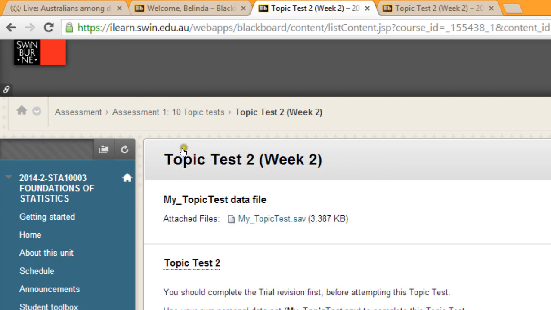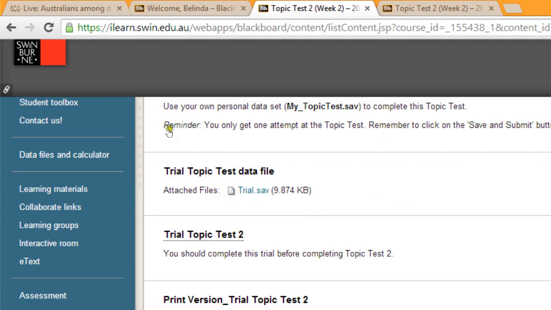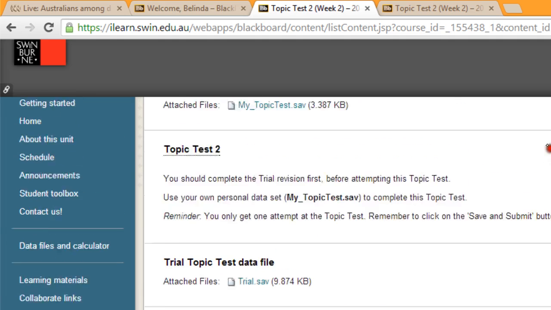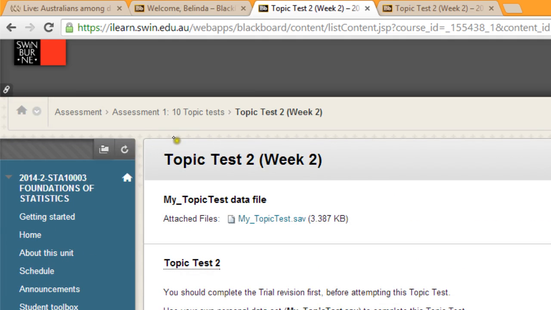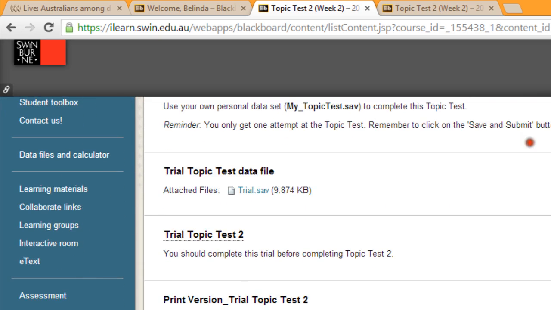So here you will find your mytopictest.sav SPSS data file, and here you will find your trial.sav SPSS data file. So this trial topic test data file is to do the trial topic test, and this mytopictest.sav SPSS data file is to do the actual graded topic test. So you've got 10 of these. You would have done one in week 1 already. You have another 9 left, and for these you need your SPSS data file. For topic 10 I'm pretty sure you don't need it, for the rest you do.